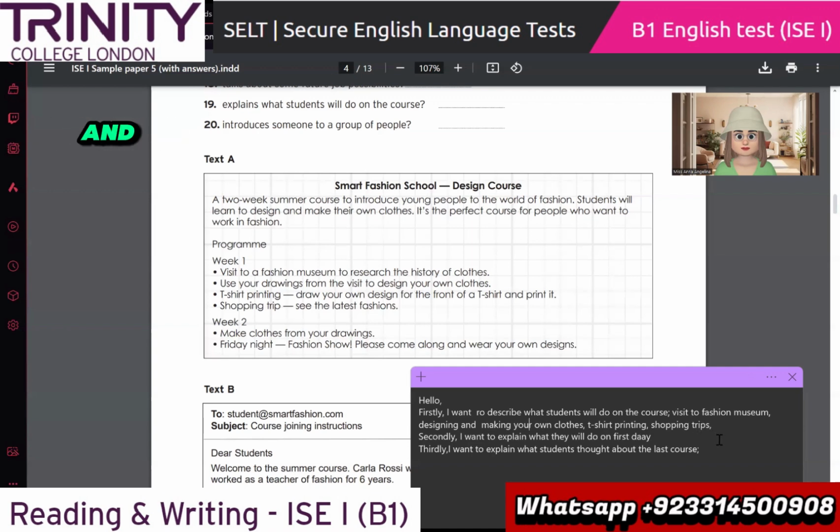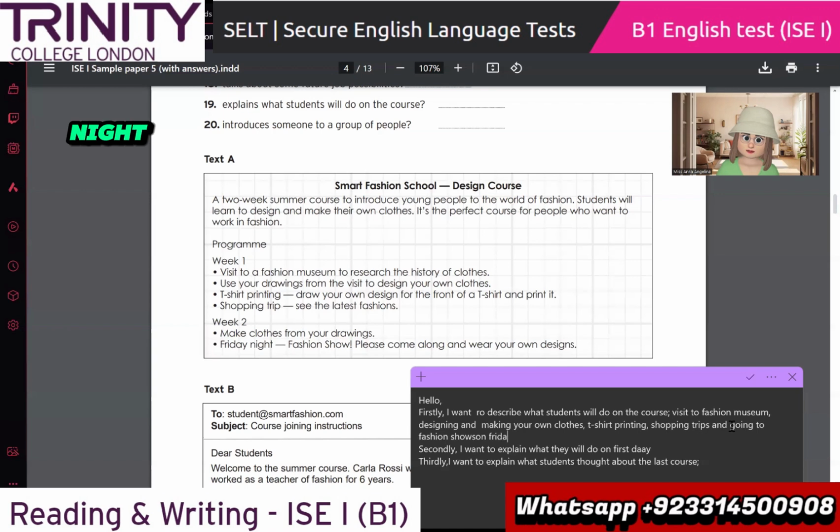Shopping trips and fashion shows. Okay, going to fashion shows on Friday night. All right, now this point is complete, because whatever they need to do, we have given all the points. We've given information about the visit to the fashion museum, designing and making your own clothes, t-shirt printing, shopping trips, and going to fashion shows on Friday night.